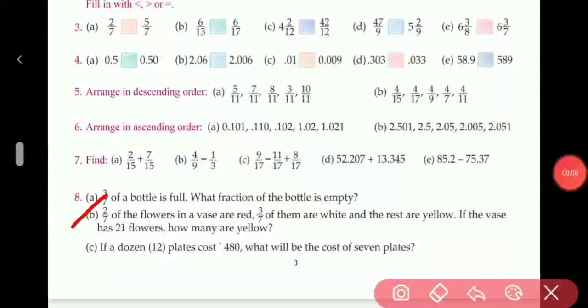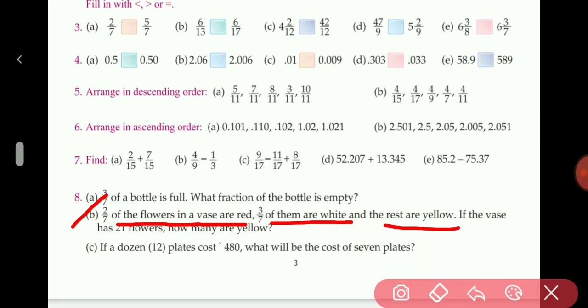B part. 2 upon 7 of the flowers in a vase are red. 3 upon 7 of them are white. So we can easily find out the total fraction of red flowers and white flowers, and the rest are yellow. We will consider that the total fraction is 1 and we will subtract the red and white. We will get the yellow flowers. If the vase has 21 flowers, how many are yellow? Look at the solution here.